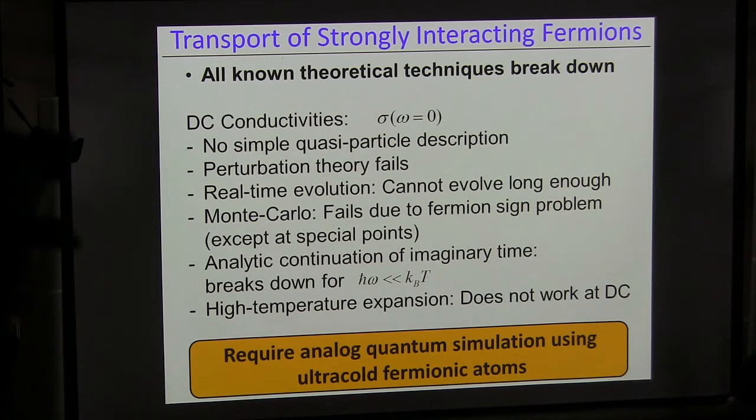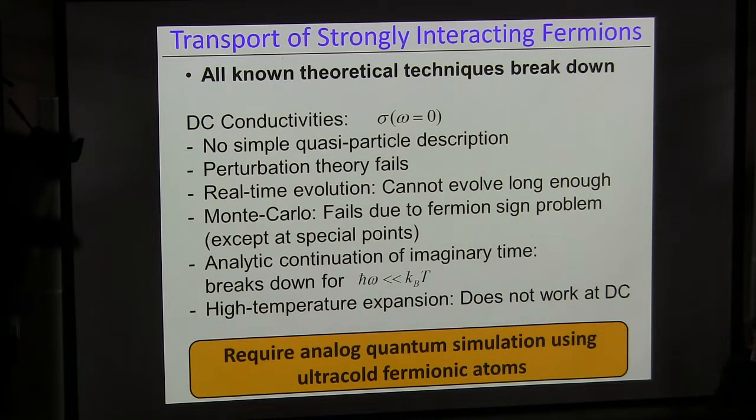So really the DC conductivity, which is the defining quantity that defines states of matter, insulators, conductors, is the hardest to calculate. In general, for strong interactions, as we heard, there is no simple quasi-particle description. Perturbation theory fails. We would love to do some real-time evolution of our Hamiltonians, and then we realize we cannot evolve for long enough, because if you want the zero frequency conductivity, you better go to infinite times.